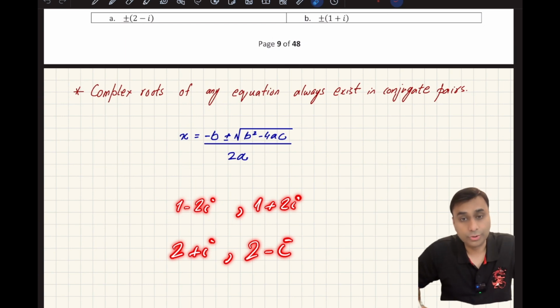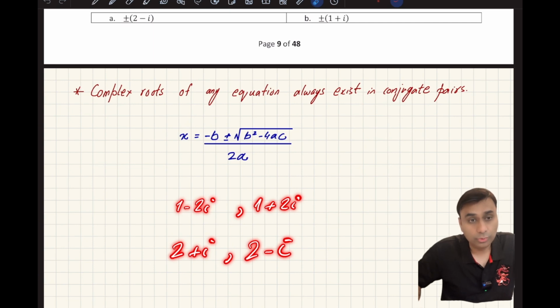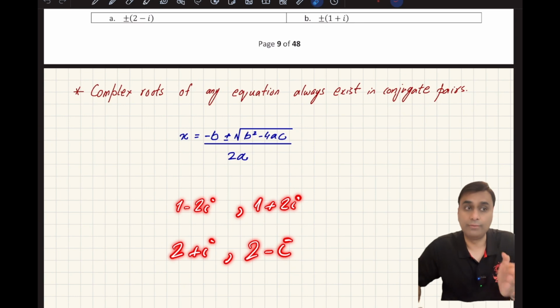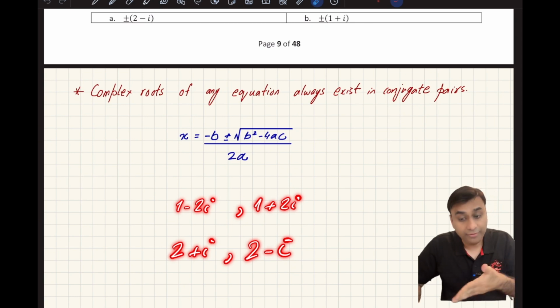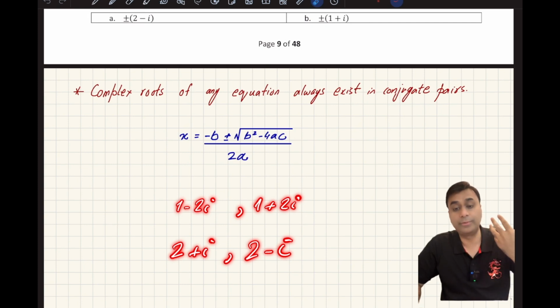In short, what you have to keep in mind is that every time you solve a polynomial equation and you get roots, if there is a complex root, or more than one complex root, then every root should exist in a pair. That means if you have a complex root, then it should have a conjugate pair. If you have two different complex roots, that means there must be four complex roots, because every root must exist in conjugate pairs.